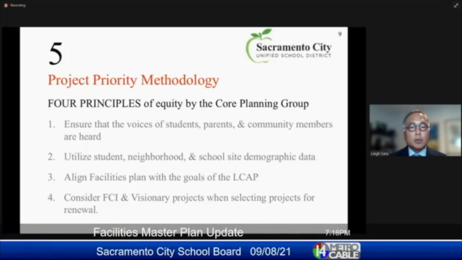And the condition of the schools, but also consider additional factors related to equity, which I'm going to go through shortly in the next few slides. Next slide, please.